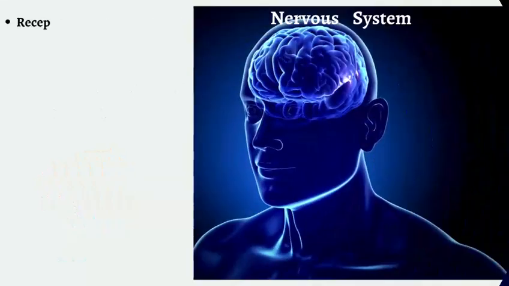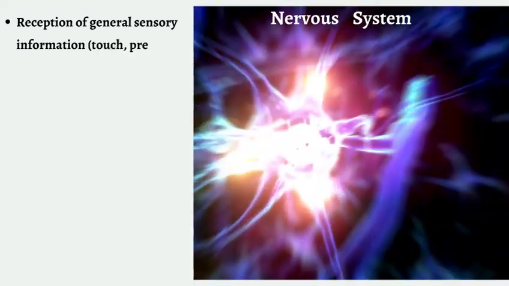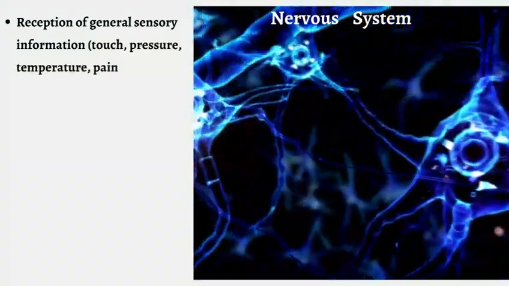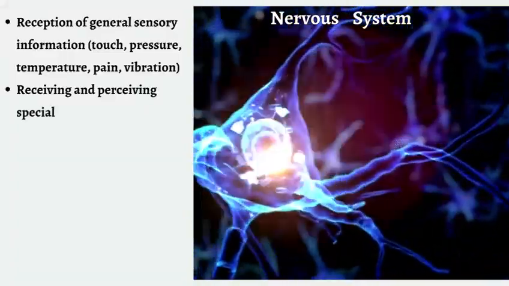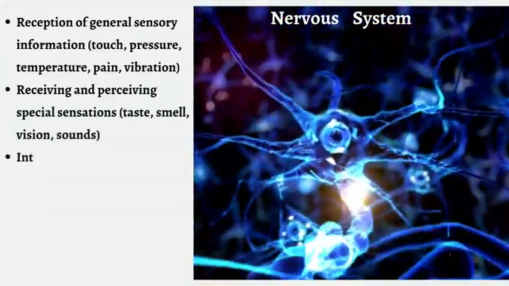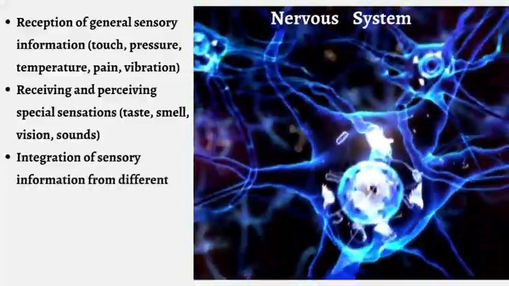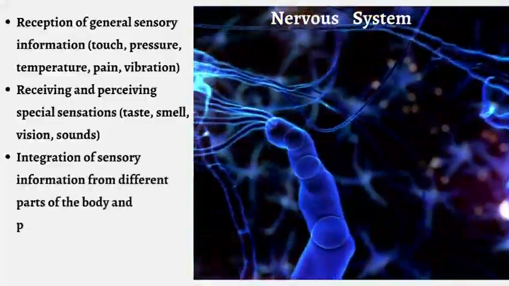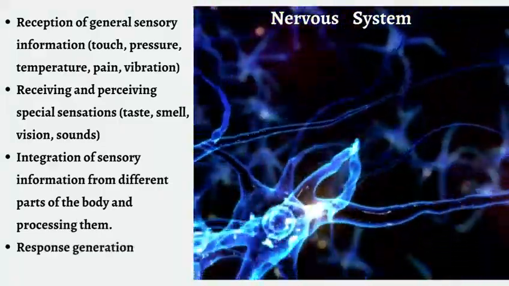Its main functions include reception of general sensory information such as touch, pressure, temperature, pain, vibration. It also receives and perceives the special sensations such as taste, smell, vision, sounds. It also involves the integration of sensory information from different parts of the body and processing them. And also it responds by generating a response.